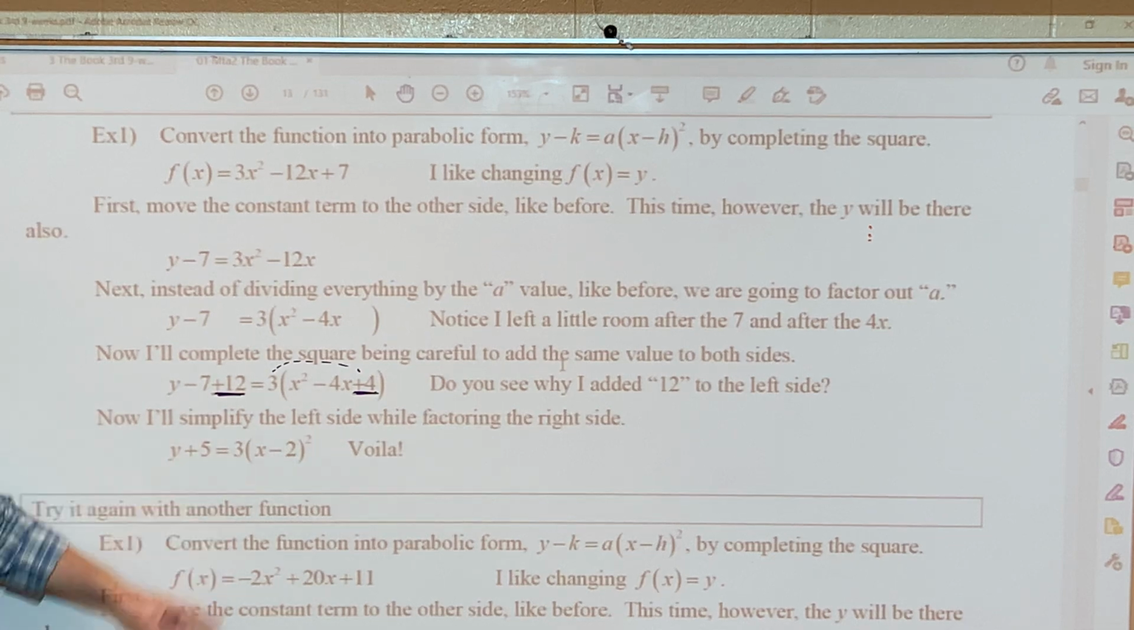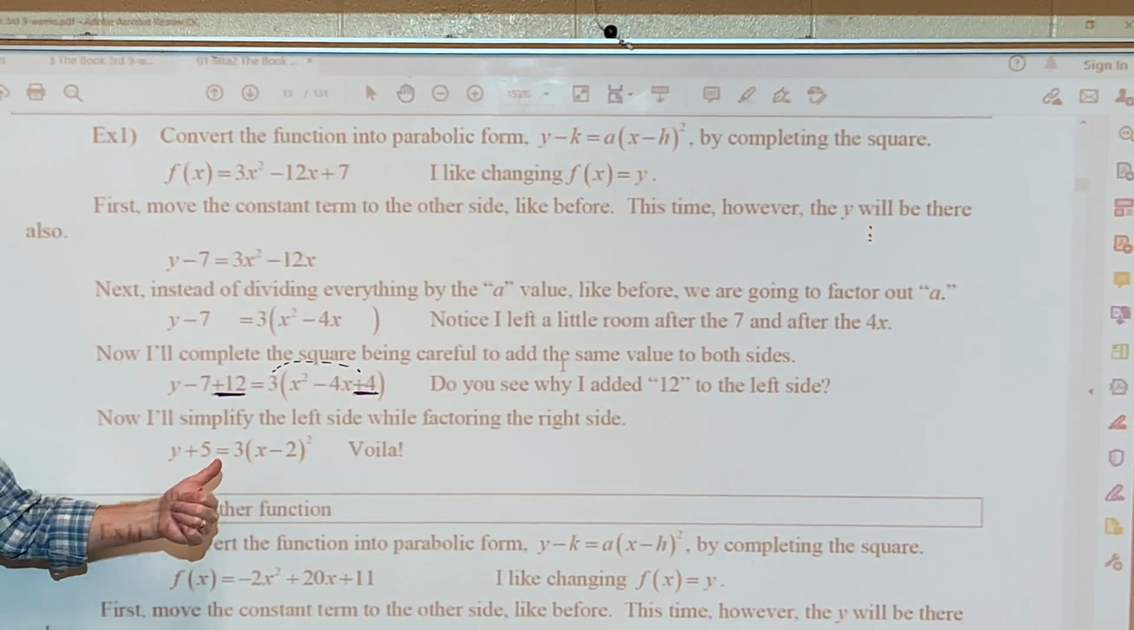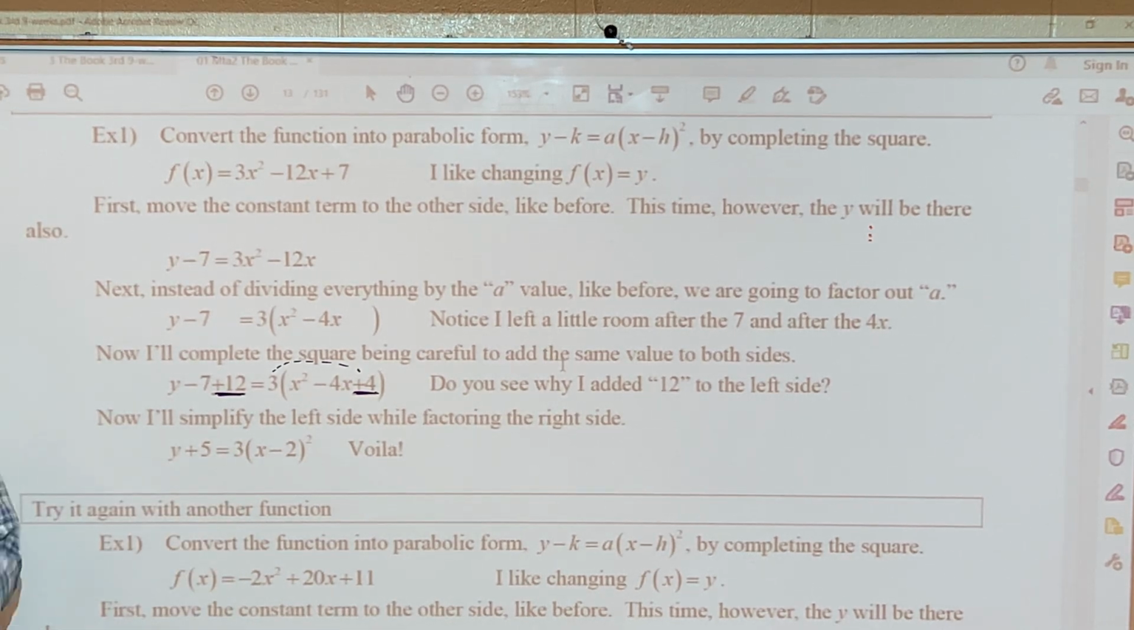So what's my vertex? 2, negative 5. What's the length of my latus rectum? 1/3. Probably not going to be very useful there, right? So I'd probably graph this using my cheap trick, right? I know the graph is going up because it's a positive a and you're on your way, right?